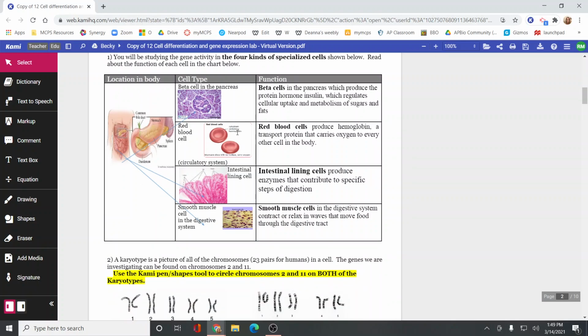The red blood cell is a different type of cell. Its job is to transport oxygen. So it makes hemoglobin, which is a protein that can carry oxygen to the other parts of the body. So the red blood cell has to be able to fit through the arteries and capillaries and veins. It's got to be able to move through, and it's going to carry oxygen.